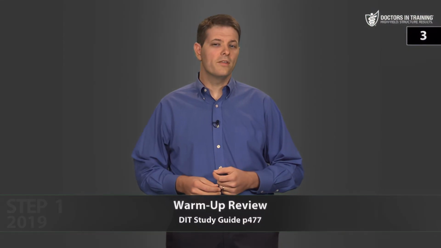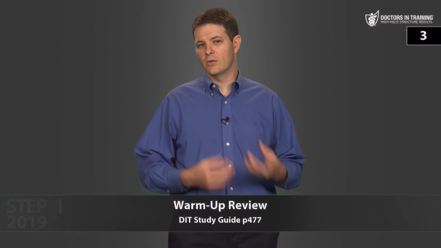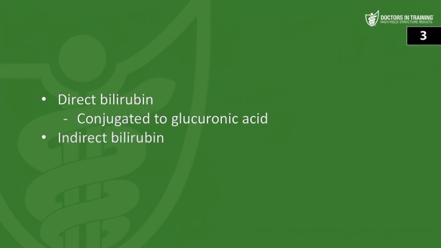And last question, what's the difference between direct bilirubin and indirect bilirubin? Well, direct bilirubin is conjugated to glucuronic acid to make it more soluble, and then indirect bilirubin is unconjugated. So indirect is unconjugated. Pretty easy to remember. Now let's get started with the lecture.